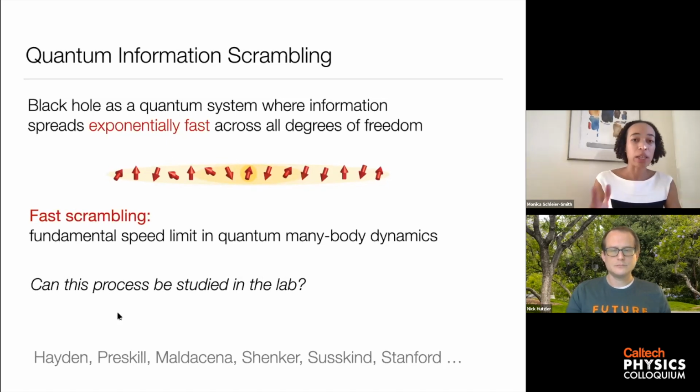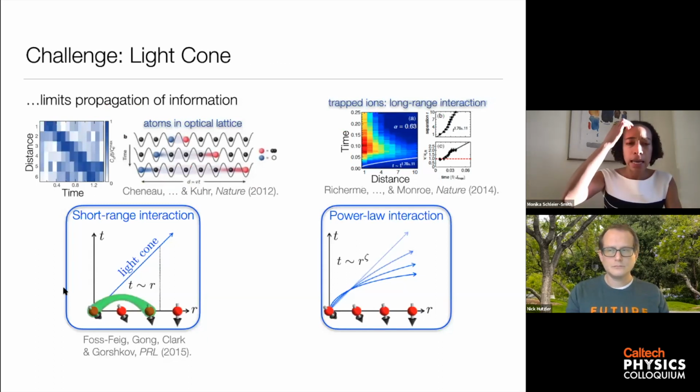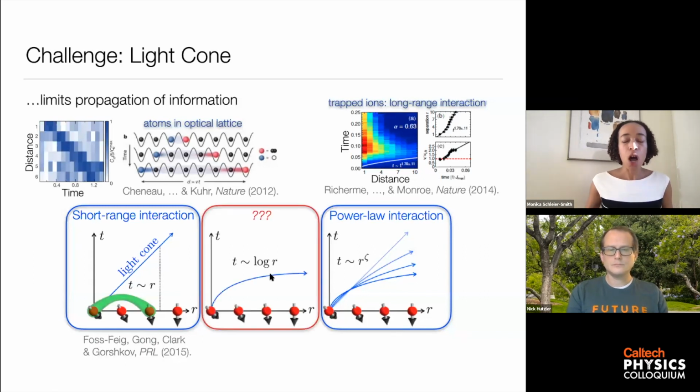And so, hearing that raised for me the question of whether one could build systems in the lab that behave in this fashion. The roadblock you immediately run into is that most systems we build in the lab have local interactions where information spreads from one particle to another, perhaps in a linear fashion in time, perhaps a little bit faster if I have some long-range tail of the interaction. But generically, it's not at all obvious how you would build a system where information spreads exponentially quickly from one to many. So can you do this?